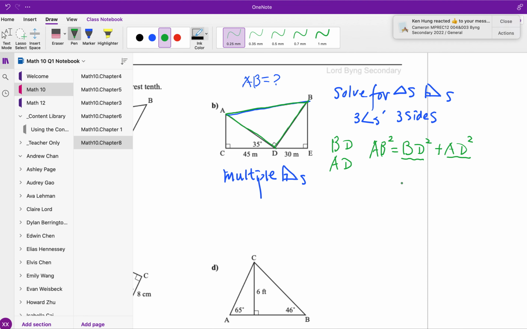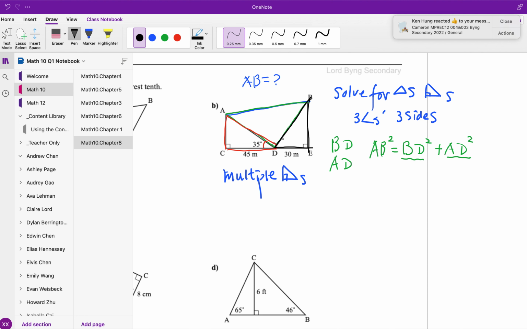Well, we can see that we have two other triangles that would help us find AD and BD. So the first triangle is this one, right? In this triangle, as we said, one angle is given and one side is given, and of course I can find this side. Now for the other triangle, I'm just going to use the black: the triangle BDE here.